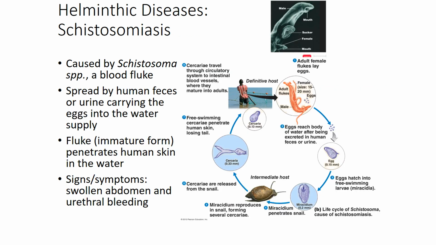And then our last infection to discuss is actually a worm infection. It's an infection of the fluke called schistosoma. Schistosoma is spread by human feces or urine in a contaminated water supply. The fluke has to have an immature stage, and it can actually go into and bore into skin. The intermediate host of this particular infection is a snail. The characteristic sign of schistosomiasis is a swollen abdomen and bleeding of the urethra.